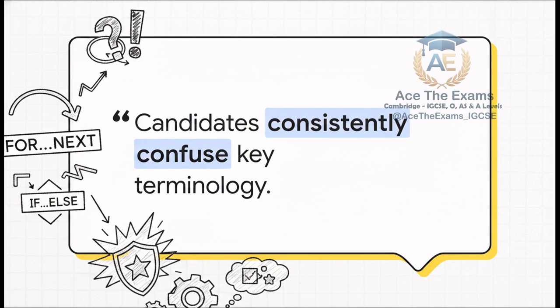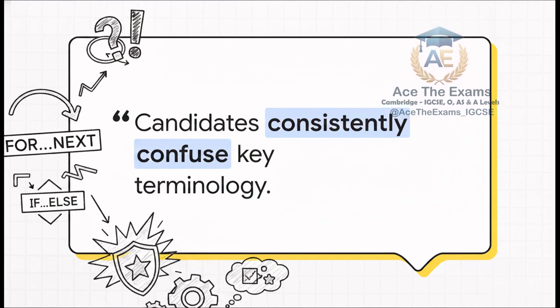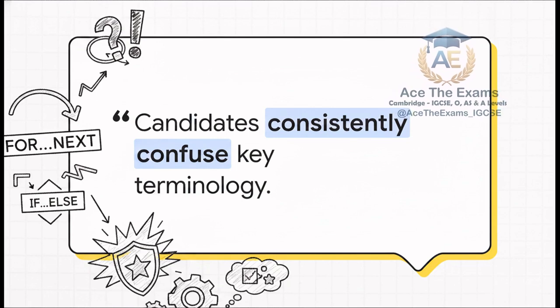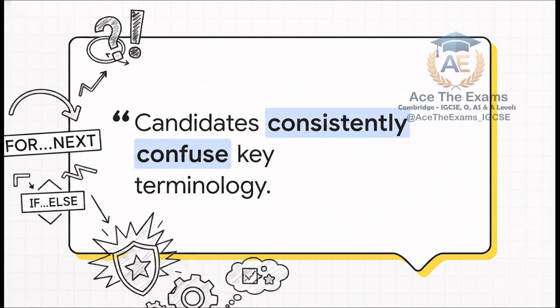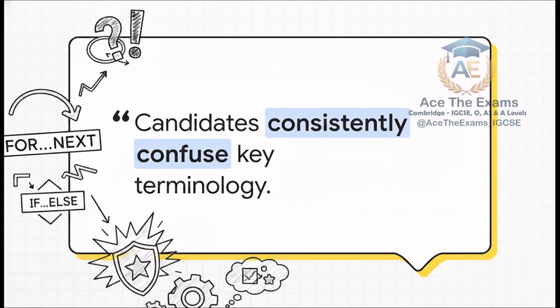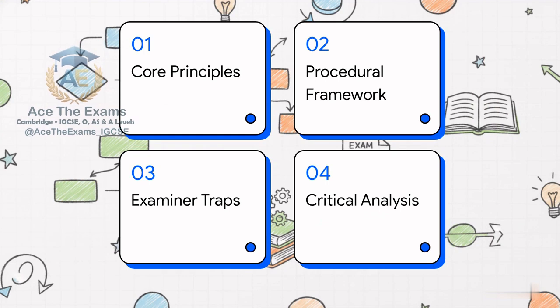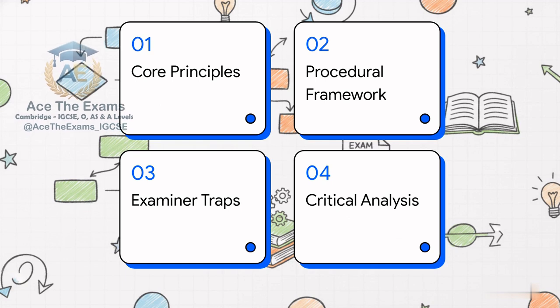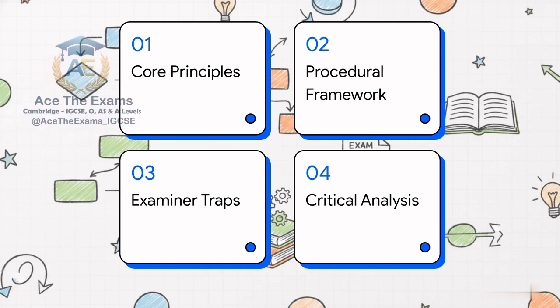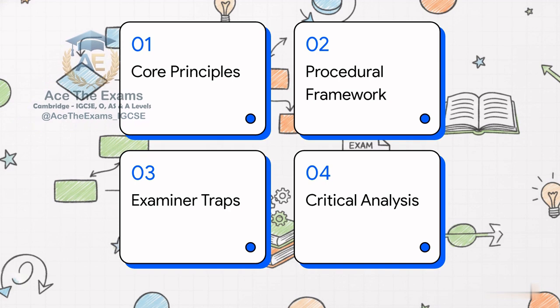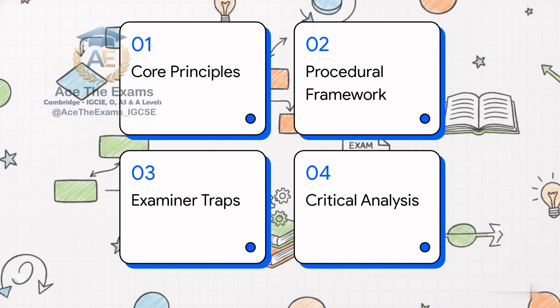In this explainer, we are going to build your absolute armor against these exact deductions. We are going to map out the exact wording you need to use, how to structure your extended responses, and ultimately how to prove to the examiner that you belong in that top tier of candidates. All right, here is our structured roadmap for today's mission. First up, we'll cover the core principles. Second, we'll outline the procedural framework. Third, we're going to actively practice avoiding examiner traps. And finally, we'll cap it off with critical analysis for top marks. Let's get right into it.